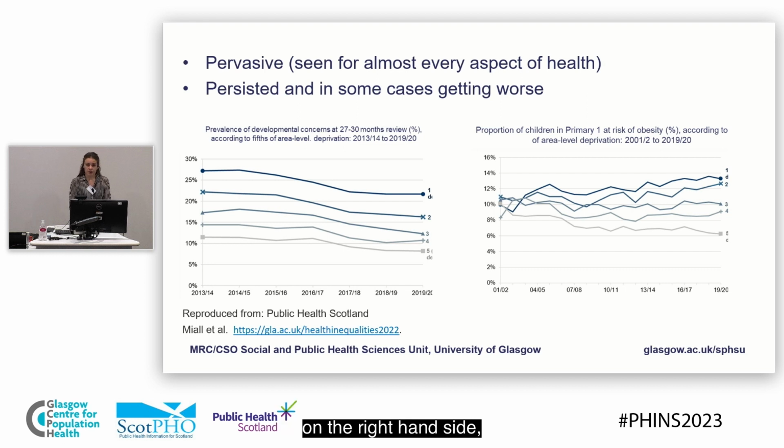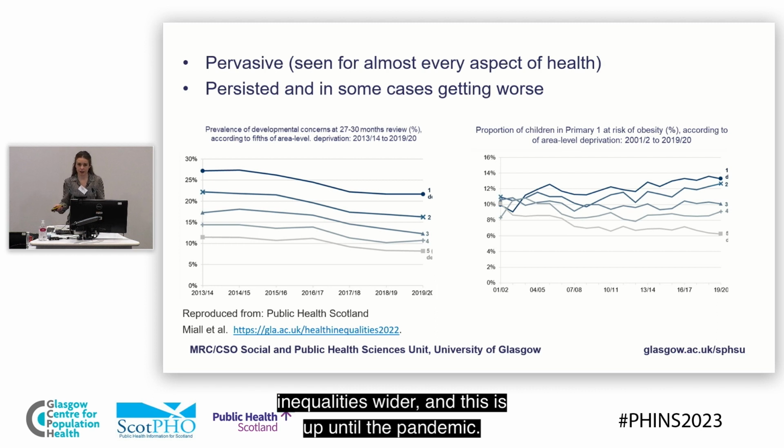And then on the right-hand side, an example of how things are getting worse. Childhood obesity at the start of school, we're seeing inequalities widen. This is up until the pandemic, and we know things changed dramatically since then, but safe to say inequalities persisted.